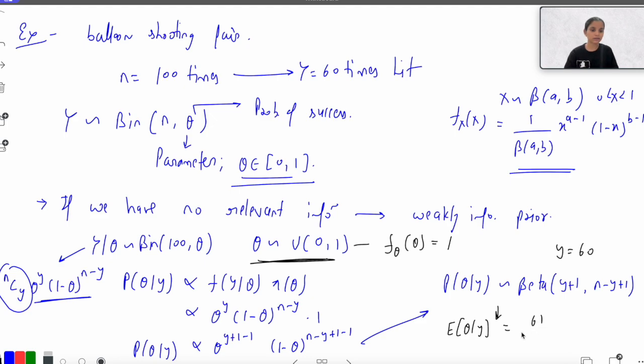So that will be 61 upon 61 plus, okay, that will cancel out, so I will just write it like this. So that will be y plus 1 upon y plus 1 plus n minus y plus 1. That is y and y would cancel out, and we will be having 61 upon n plus 2, right? That is 102, and that is approximately 0.5 approx, or maybe lesser than 0.5.